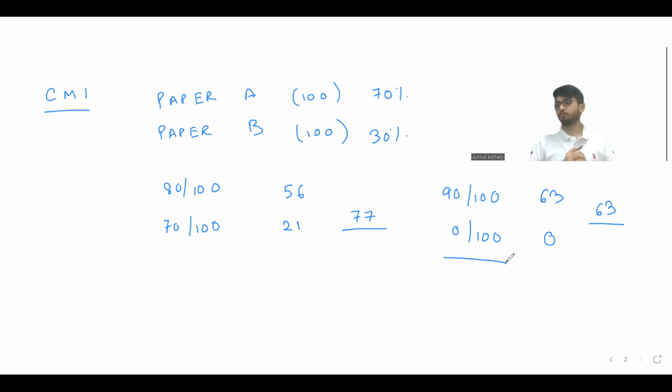So this is for IFoA. The pass marks has mostly been in the range of, let's say, 53 to 60. Conservatively, let's assume that the pass marks is going to remain 60 only.